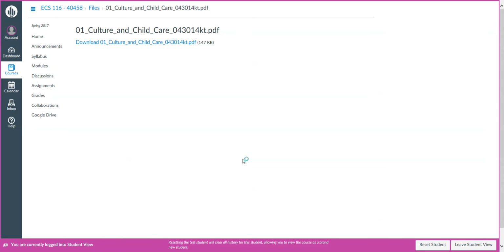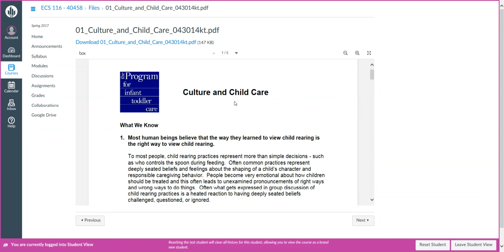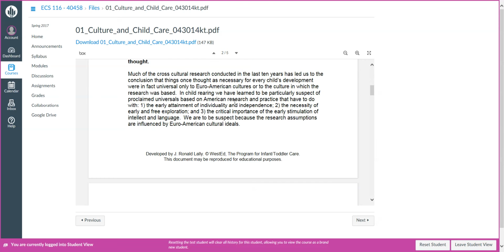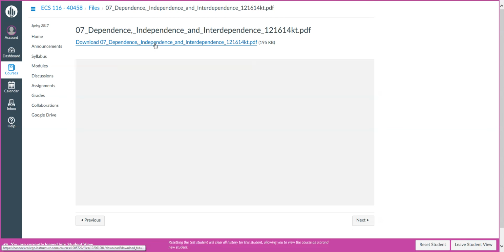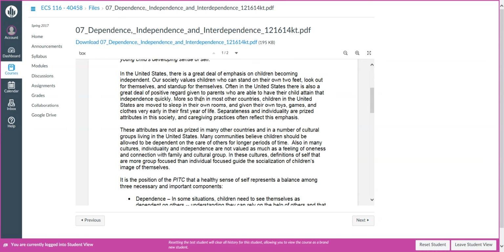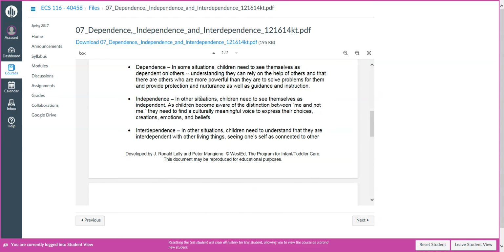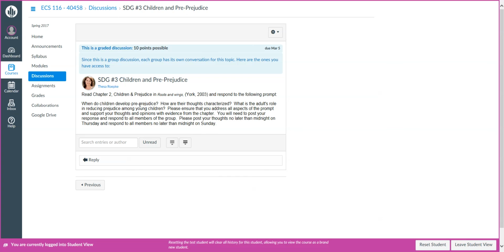I'll let you see what they look like. So here is our culture and childcare paper that I'm asking for you to review from PITSE, the Program for Infant Toddler Caregivers. And then we also have our paper on dependence, independence, and interdependence. I think you'll find that very interesting, by Ronald Lally. And then we have your group section right here.